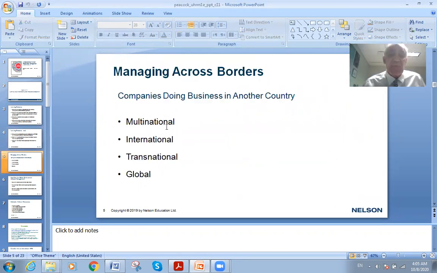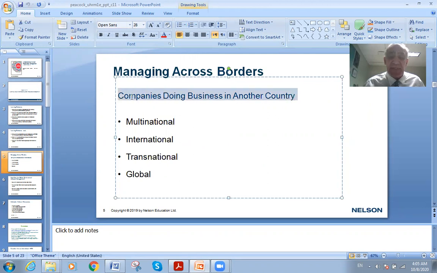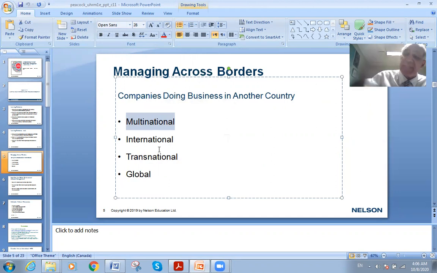Okay, managing across borders. Those are companies doing business in another country. This is the meaning of across borders. Those are multinational companies, international companies, transnational companies, and global companies. Those four terminologies are for working overseas, passing the border of your country and working overseas. As an example, a company like Volkswagen is a German one, and they have factories in Brazil. A company like Mercedes has a factory in Turkey. So those are working as multinationals.